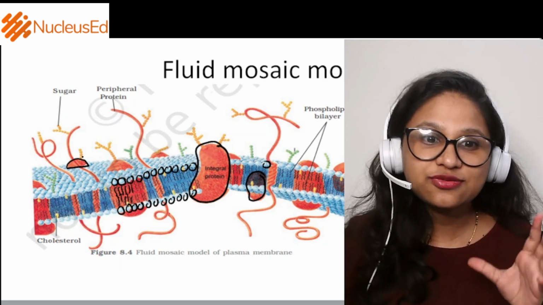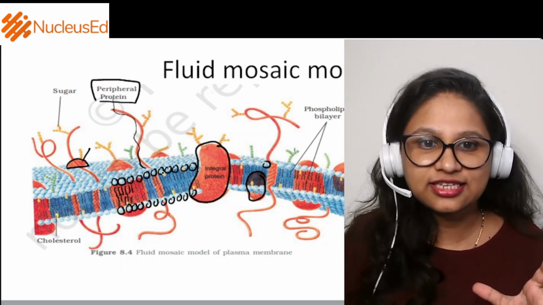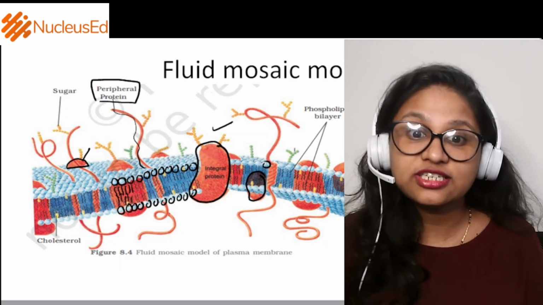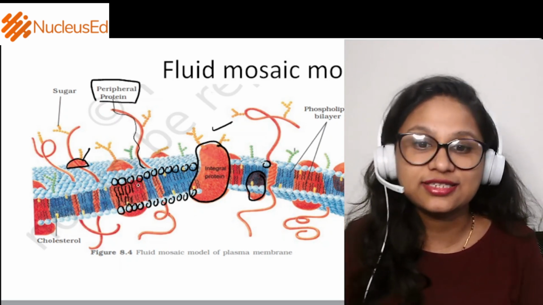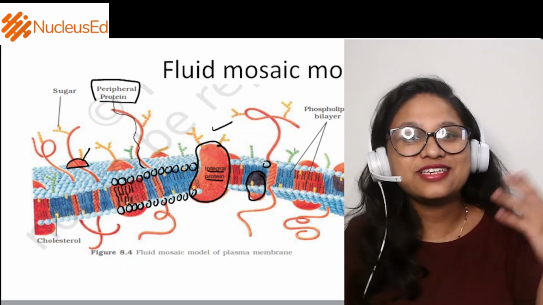Those proteins which are present only on the surface are known as peripheral proteins. You can see it here even. These are the peripheral proteins which are not much embedded inside the cell membrane. But you can see this protein which is totally embedded inside the cell membrane, that is called an integral protein. Integral protein is also known as intrinsic protein. Peripheral protein is also known as extrinsic protein.